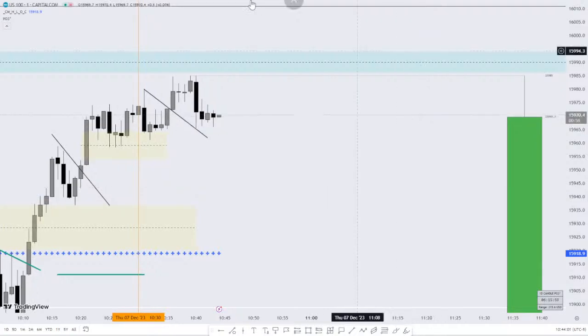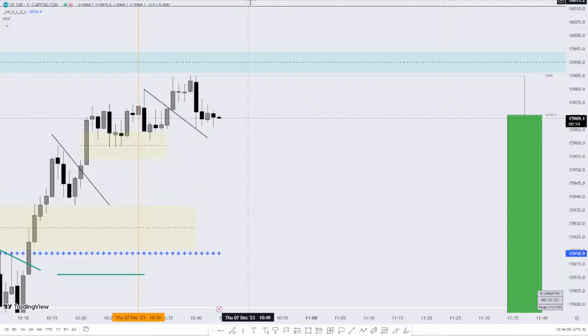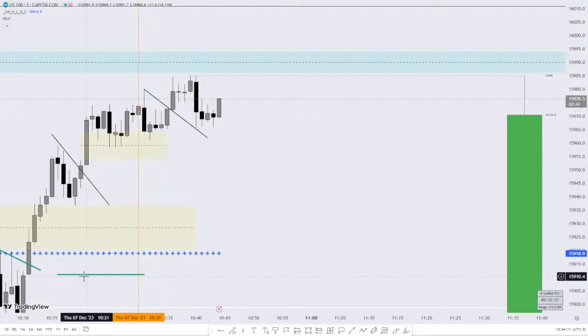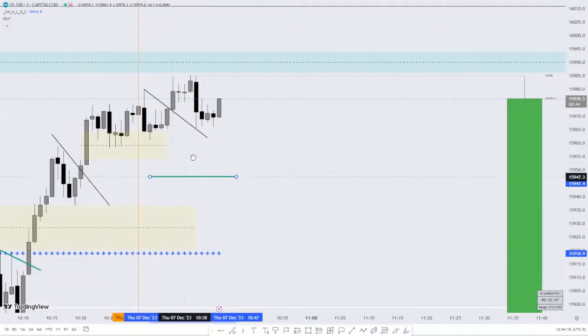So the one standard deviation for this would be 15946.8, 15946.1.